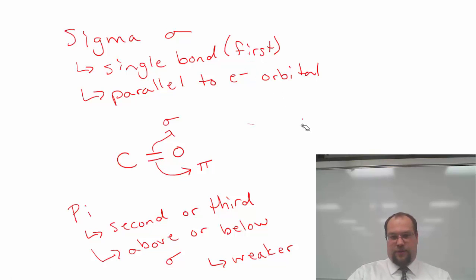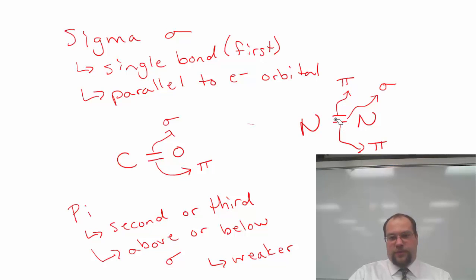So another example would be, let's say, a nitrogen-nitrogen. The first bond to form will be my sigma. That's going to be my strongest. I'm going to have a pi bond on top and a pi bond on the bottom.